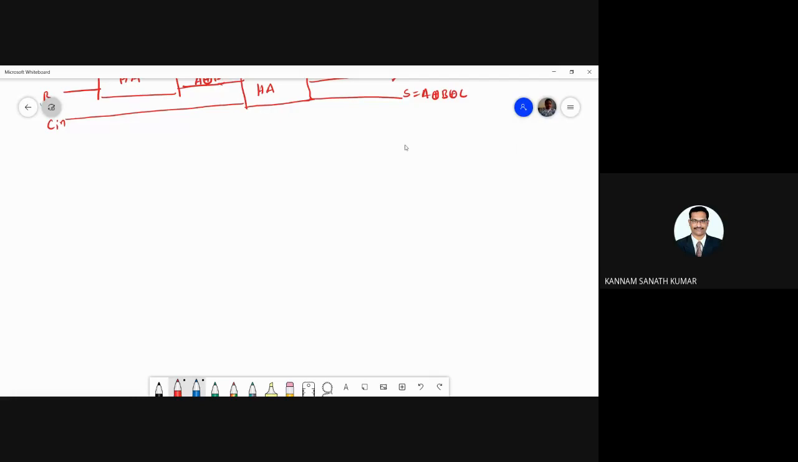So how you are getting this expression: you will get C out, suppose if you see the truth table and if you write, you will get this expression A bar B Cin plus A B bar Cin plus AB C bar in, plus AB C in.